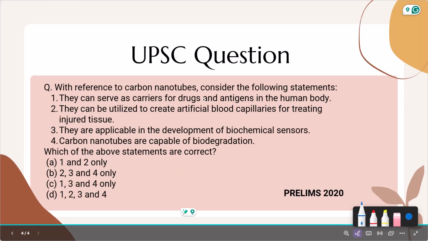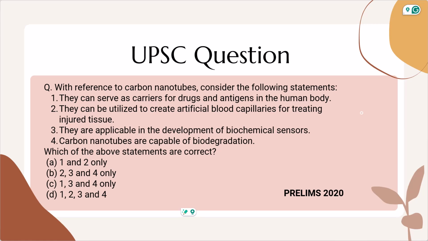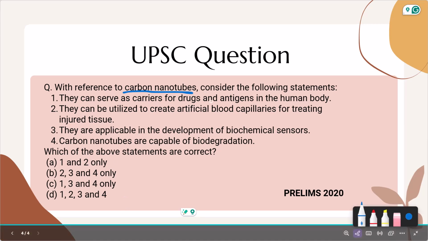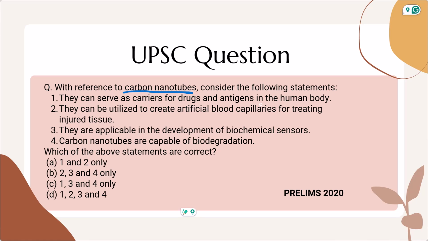That is about it. And if we check the UPSC question that was asked in Prelims 2020, the question was, with reference to carbon nanotubes CNT, consider the following statements. They can serve as carriers for drugs and antigens in the human body. So as I mentioned, they act as drug delivery agents, right? So this becomes correct. This is a correct option. They can be utilized to create artificial blood capillaries for treating injured tissue.